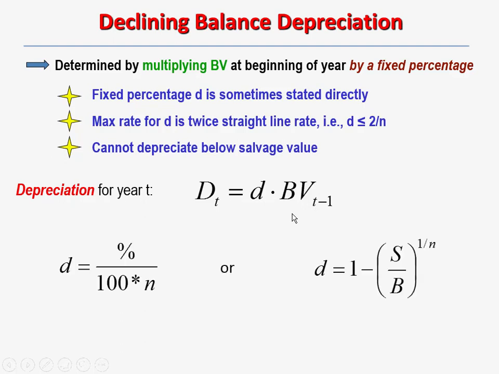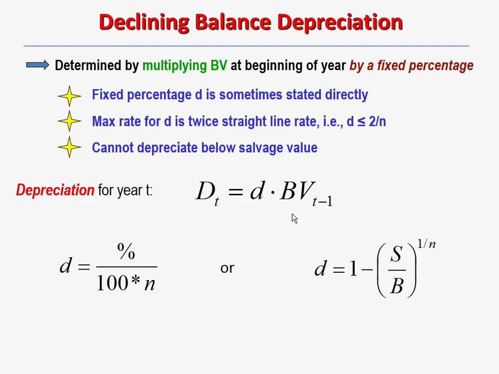Now here are the two ways to calculate the depreciation fraction. One is if you're told a percentage, and in today's in-class exercise, for example, the problem we're working is 150%. If you're given a percentage, you turn that into a fraction according to this method, where N, down here in the denominator, is the total number of years.